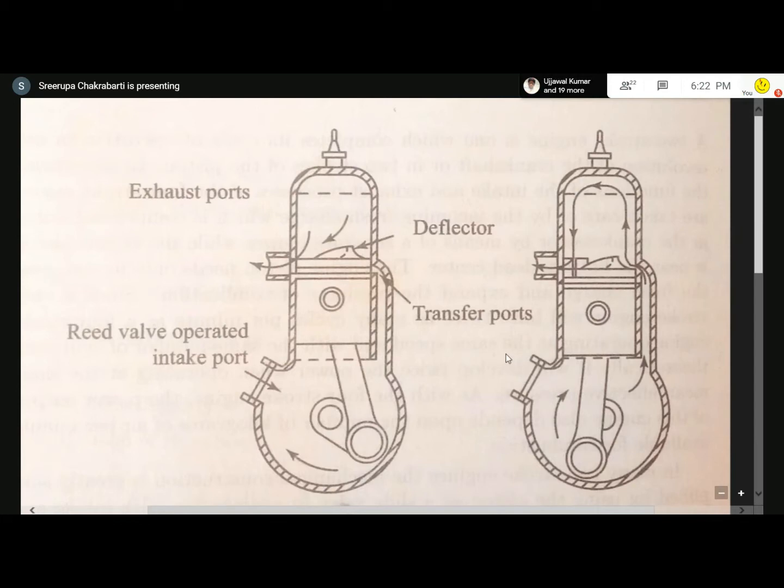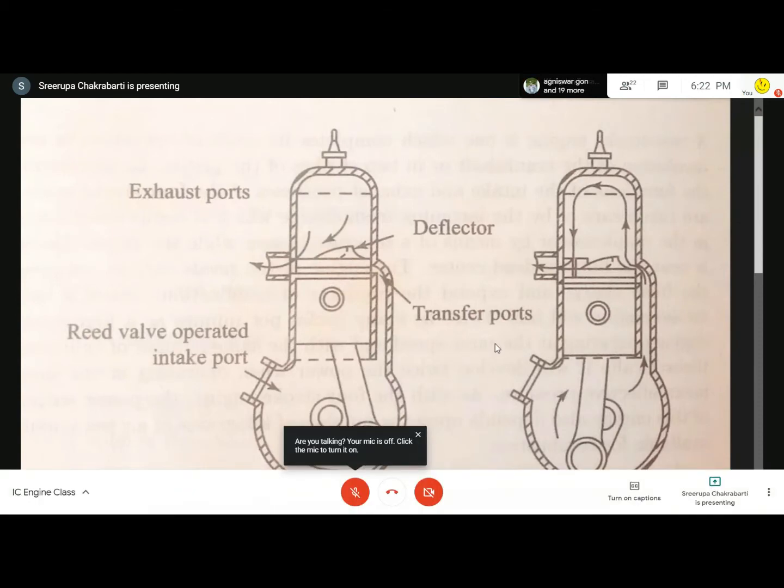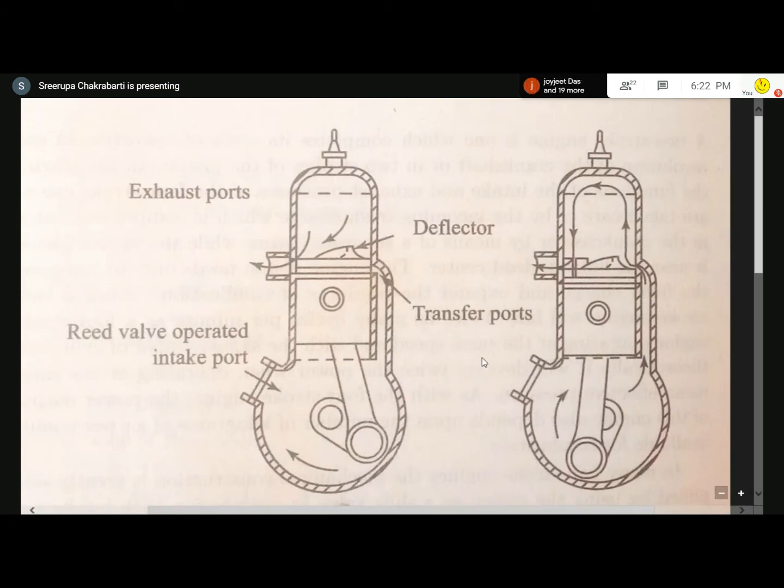Now what is there on this side? This side is connected to the carburetor. This side is connected to the pipeline, and on that pipeline is sitting the carburetor. The carburetor is the device where air and fuel are getting mixed. Now, after mixing, the mixture is coming to this region. Now, this region is pressurized, and when the pressure drops, this thing, this is called a reed valve operated intake port. Actually, you can call it a reed type port.